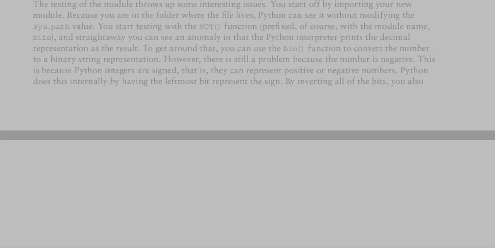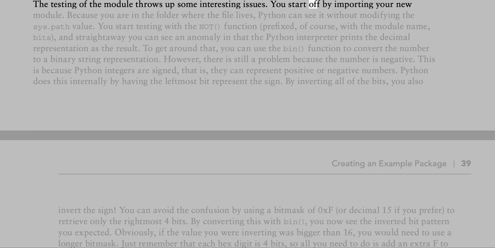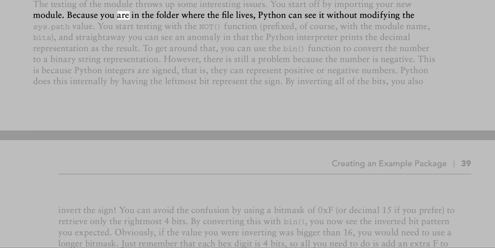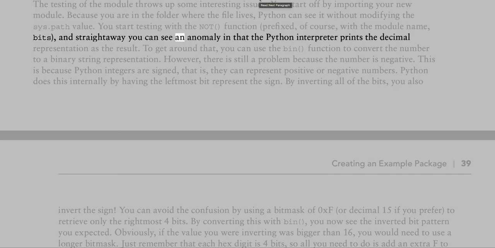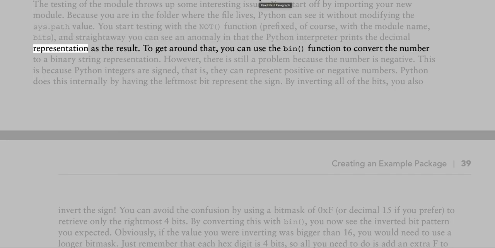The testing of the module throws up some interesting issues. You start off by importing your new module. Because you are in the folder where the file lives, Python can see it without modifying the sys.path value. You start testing with the not function, prefixed of course with the module name, bits, and straightaway you can see an anomaly in that the Python interpreter prints the decimal representation as the result.